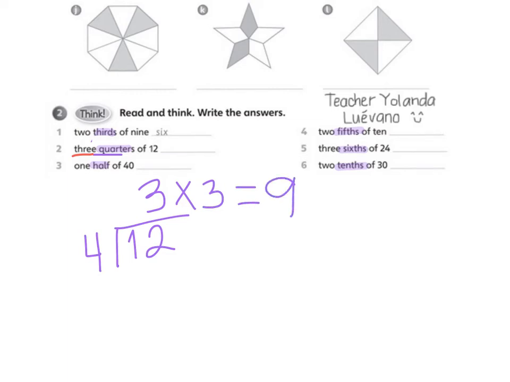Okay, let's do number 2. It says 3/4 of 12. So we have 12 and we're going to divide it by the quarter. What is a quarter? Is 4. So the answer would be 3, because 3 times 4 equals 12. That is only 1/4, but pay attention, they want 3/4. So what do we have to do? Multiply it by 3, and the final answer is 9.